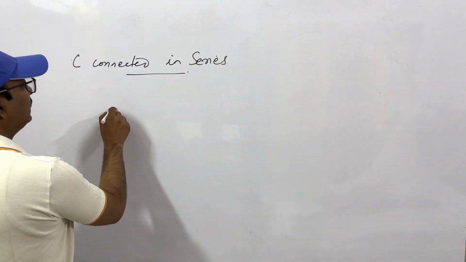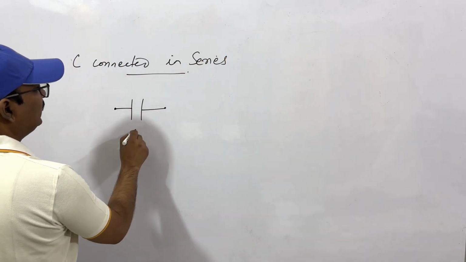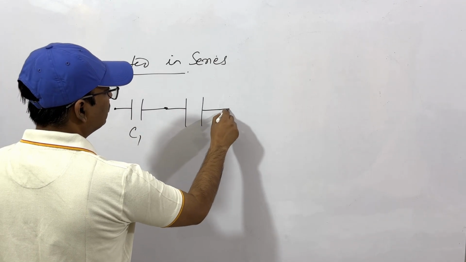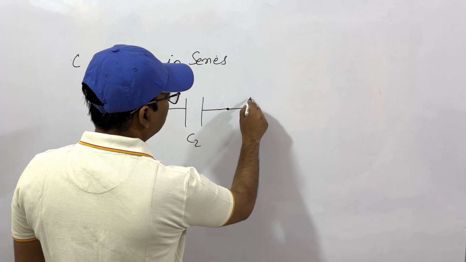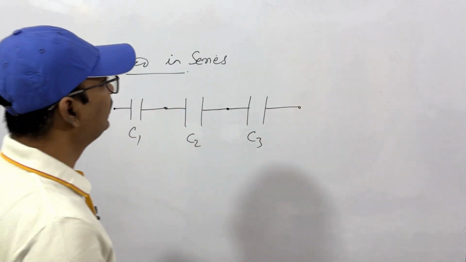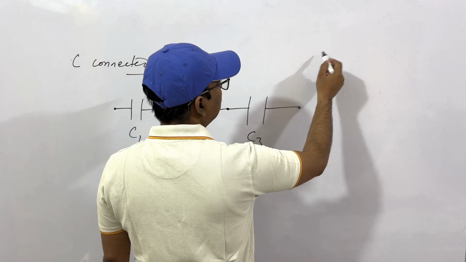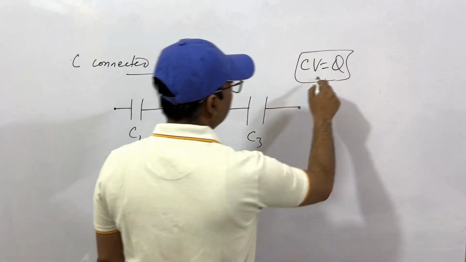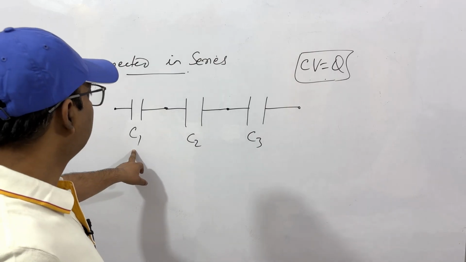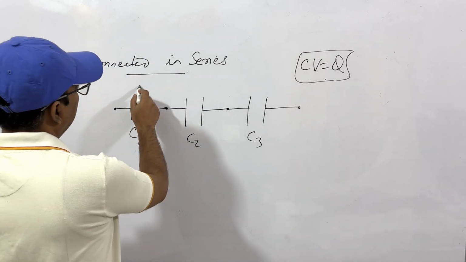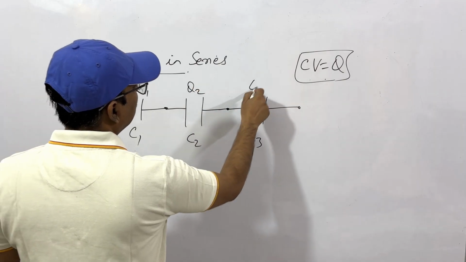What is this? Let's say this is capacitor 1, C1. It is connected to another capacitor, C2. This is connected to a third capacitor, C3, and so on. We have the relation C is Q by V, that is CV is Q. This you should keep in mind. So we have C1, C2, C3. The charges you can take Q1, Q2, Q3.